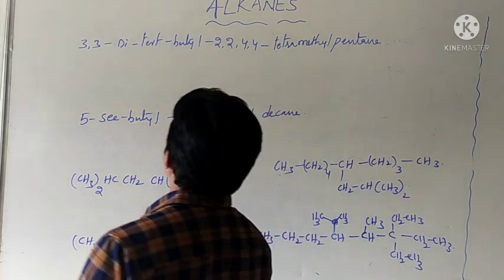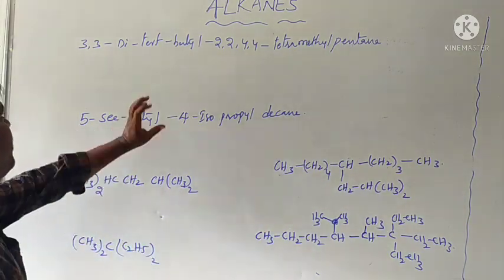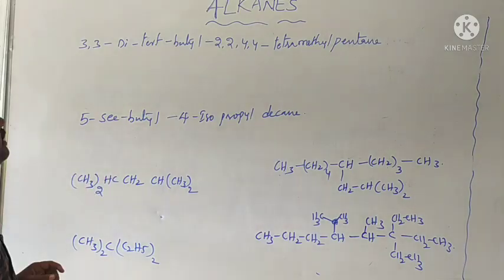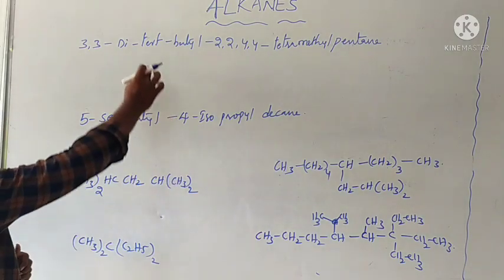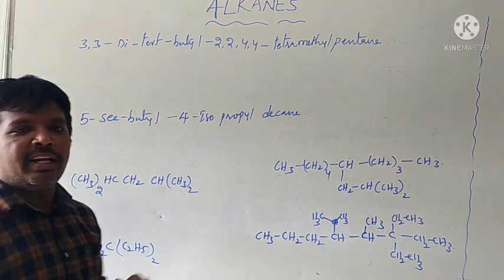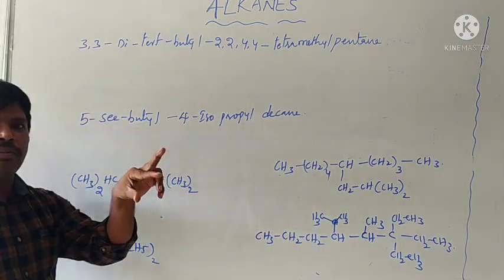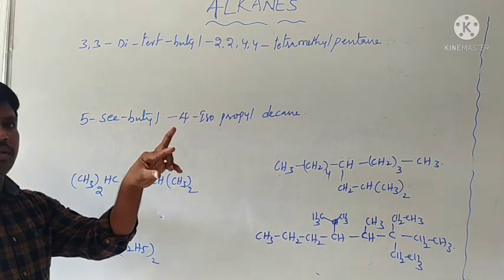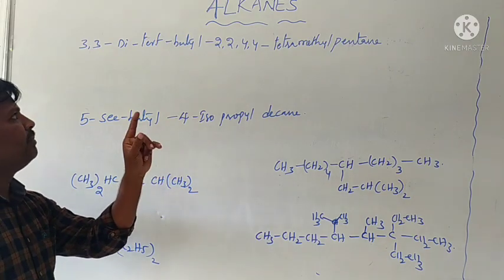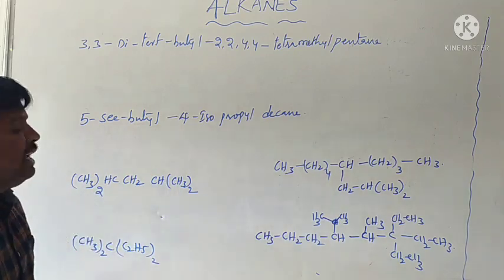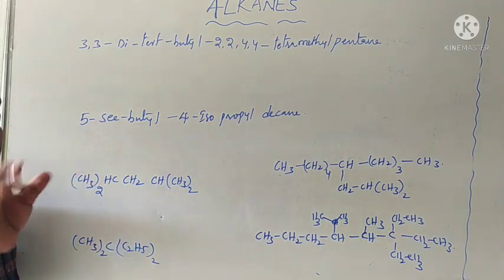Hi guys. Okay, we'll see some more examples here. We discussed tertiary, secondary and primary. Primary means only one carbon attached to the carbon. Secondary means two carbons attached to the carbon. Tertiary means a carbon which is attached with three other carbons.